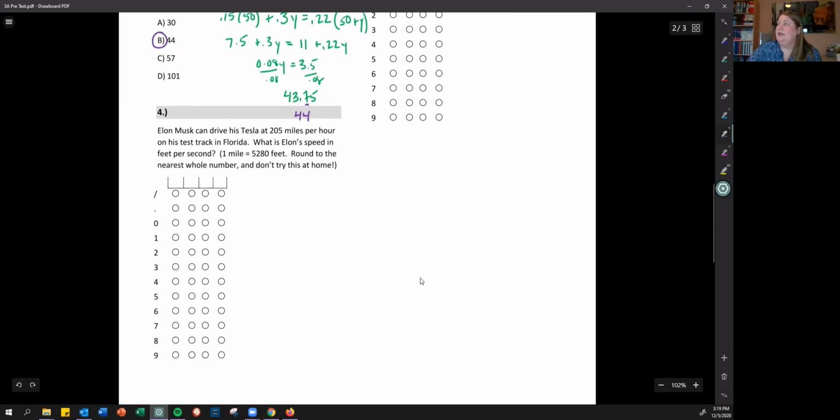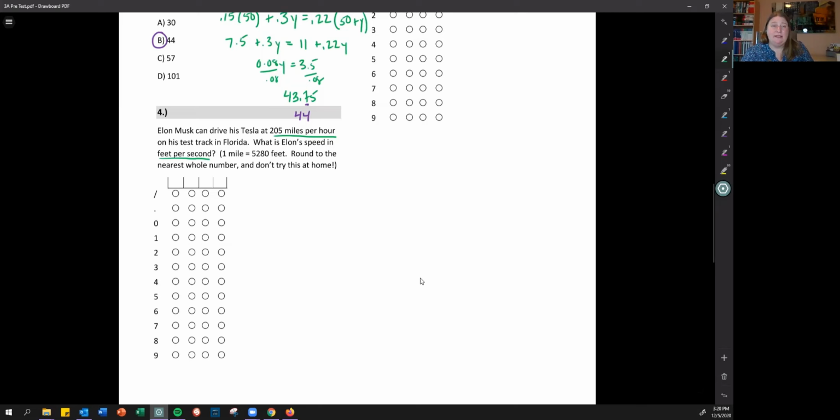Question 4 is actually a conversion question. We have 205 miles per hour, and I want to convert it into feet per second. And the SAT was kind enough to tell me the conversion from miles to feet here. There's 5280 feet in a mile. They didn't tell us how many seconds in an hour. That's something you're expected to know.